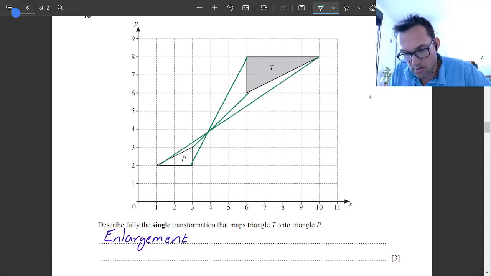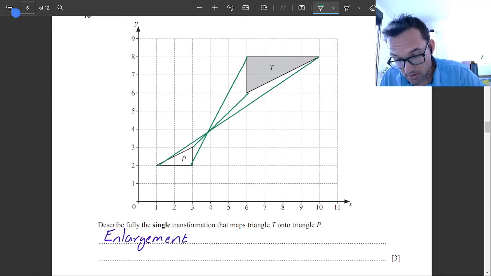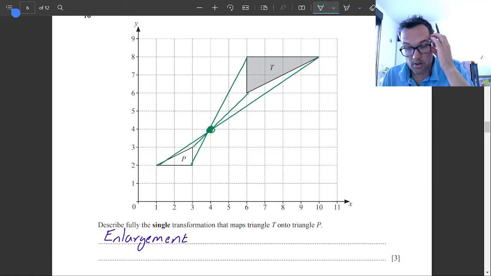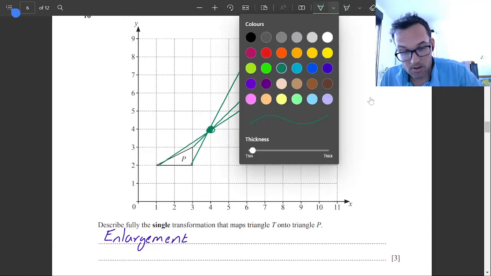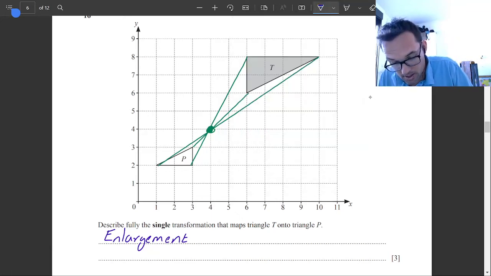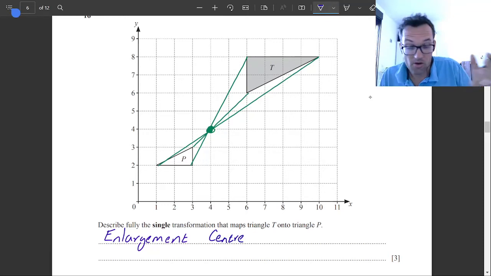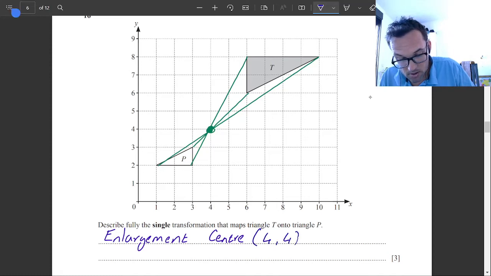If you do this right, you'll see they all converge on a little point there. Mine is slightly off because my angle isn't 100% accurate, but they all converge on that point there, which is the coordinate 4, 4, and that will be our center of enlargement. So let's write that down. Center of enlargement is the point 4, 4. And now we've already got 2 marks.